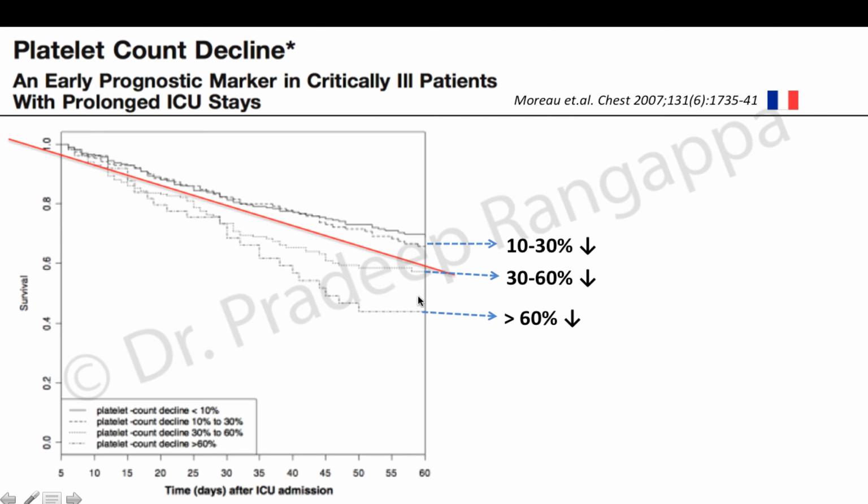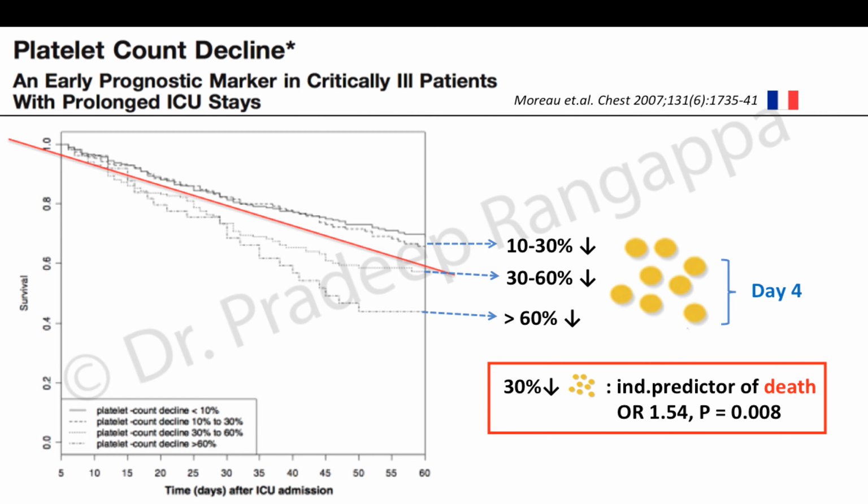But the significant drop in survival is seen in this Kaplan-Meier curve. This is the survival, and this is the time after ICU admission. If there is a 30 to 60% drop, which is moderate thrombocytopenia, your survival rate was much lower. If it is more than 60%, your survival comes down further. So the severity of thrombocytopenia had a linear correlation to the survival. The greater the fall in platelets, the greater the fall in survival. And what they found is that the fall in platelets typically happens at day 4. Initially it may not manifest, but over the course of days, the thrombocytopenia gets manifested.